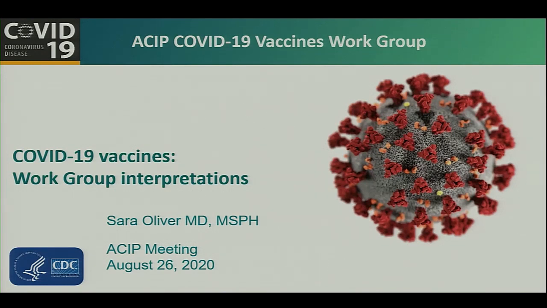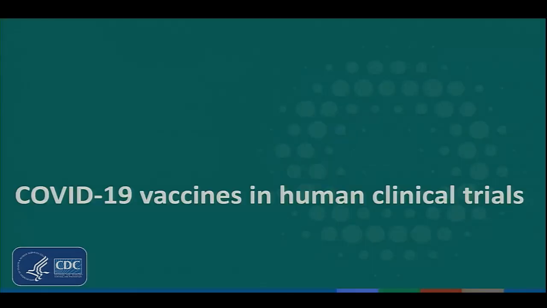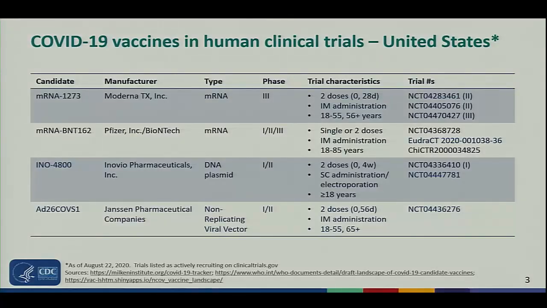Thanks and good afternoon. Next slide. So first, for a quick overview of COVID-19 vaccines in human clinical trials. Next slide. This is a list of vaccines in clinical trials that are actively recruiting in the United States. We heard from Moderna and Pfizer today, and both are actively recruiting for phase 3 clinical trials. Next slide.